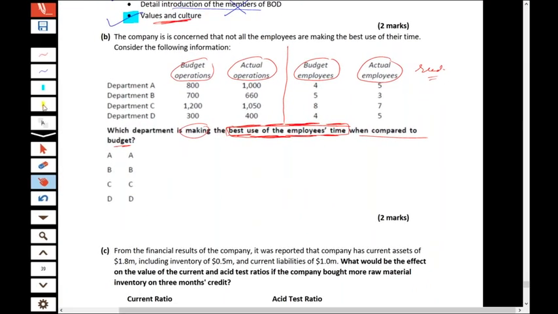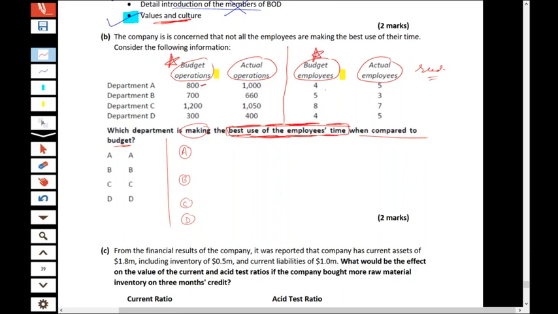Okay, now see the figure. This is the budgeted operations, and this is budgeted employees. Best use of employees' time. We can say in department A, department B, department C, and department D. See, I'm using red color for the budgets. This is the budget.